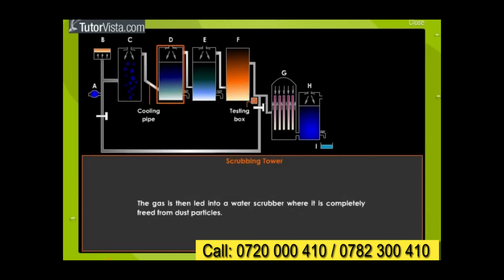Scrubbing tower. The gas is then led into a water scrubber where it is completely freed from dust particles. Drying tower. The gas is dried by a spray of concentrated sulfuric acid in the drying tower. Arsenic Purifier. The gaseous mixture is then led into the arsenic purifier where every trace of arsenic oxide is removed.